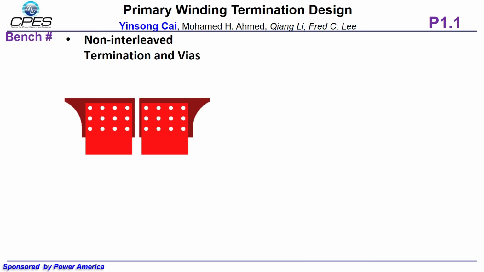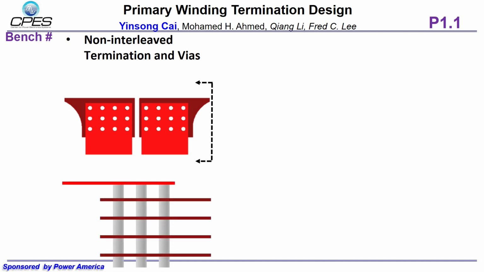Another improvement is on the primary winding termination. Here we show the traditional non-interleaved termination and via structure. The two terminations of windings are placed side by side. If we take a look at the current flow, we notice that the termination and via current are not interleaved, and this will cause large current crowding.